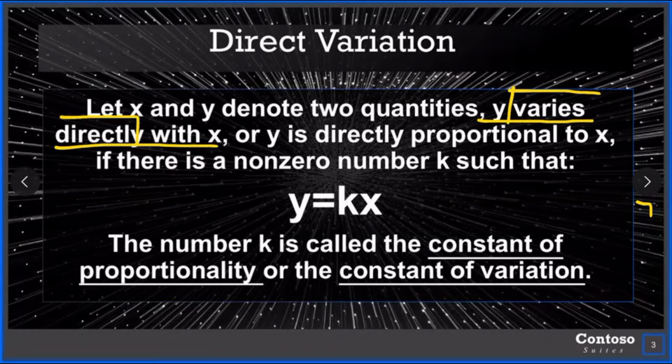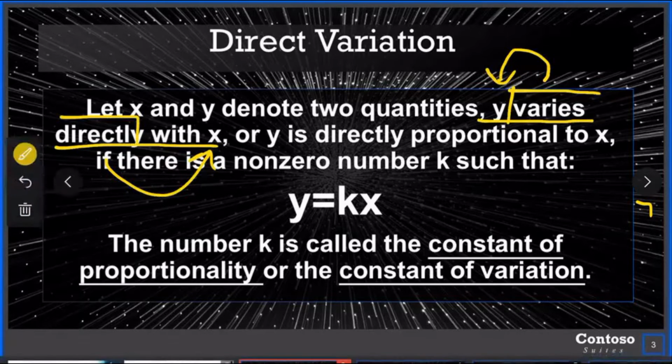If we're given varies directly, observe, which letter comes first? We have letter y. And which letter comes next? We have x. So please memorize that idea. Whoever comes before varies directly is y, our quantity. Whoever comes after varies directly is our x.